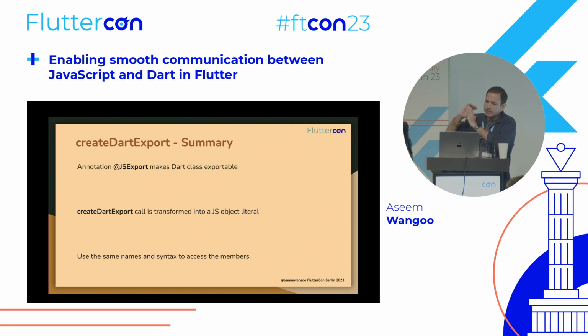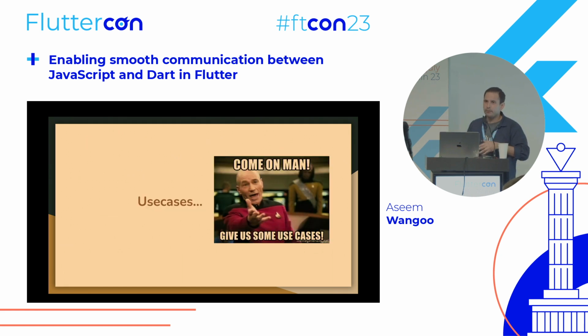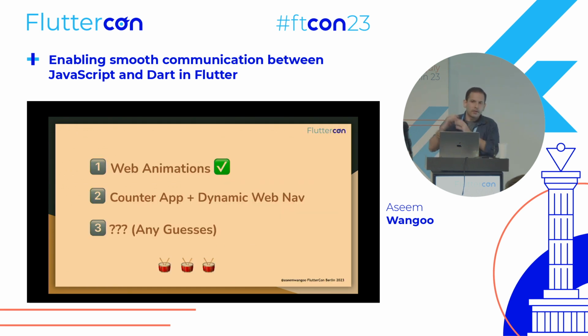Cool. So the summary is use create Dart export, which is now in version 0.6.7. This create Dart export takes care of the transformations, and you can use the goodies which come out from this create Dart export. So with this, I will be now going to the other side of the talk, which is I will be showing some use cases. The web animations we saw already. Now I will be showing the counter app, which is a very simple app, and then dynamic web app navigation.